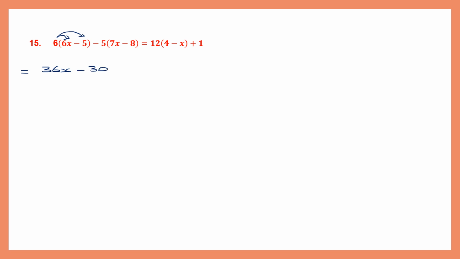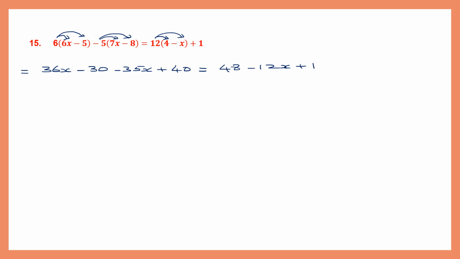Let's go to the other side. Here it is minus 5 into 7x, minus 5 into minus 8. So that is minus 35x and plus 40. This is equal to, here also let's do the same thing, 12 into 4 and 12 into minus x. So 12 fours are 48 and minus 12x. And let's write plus 1.